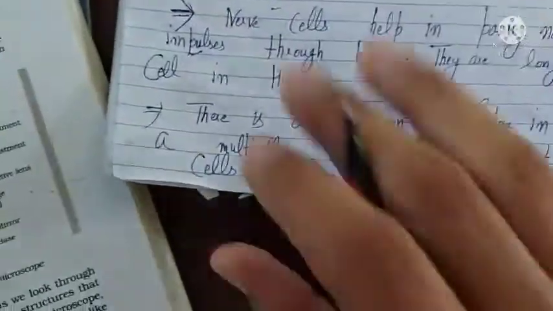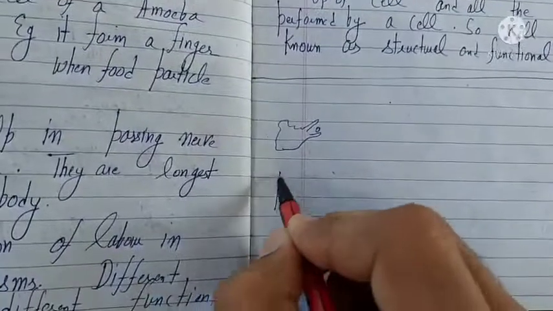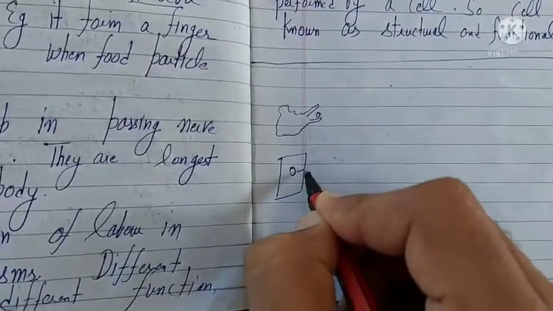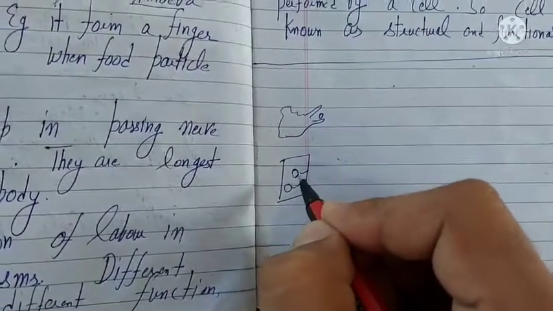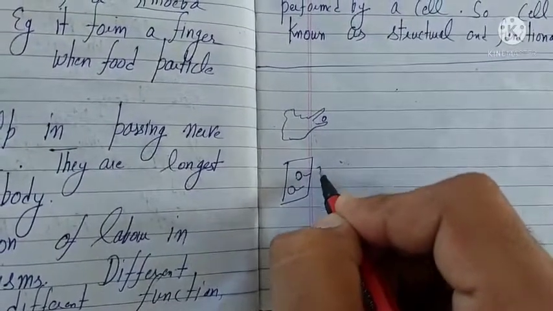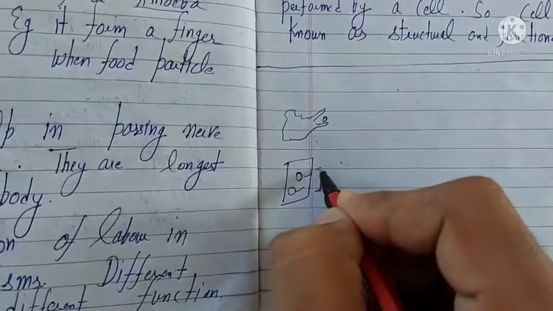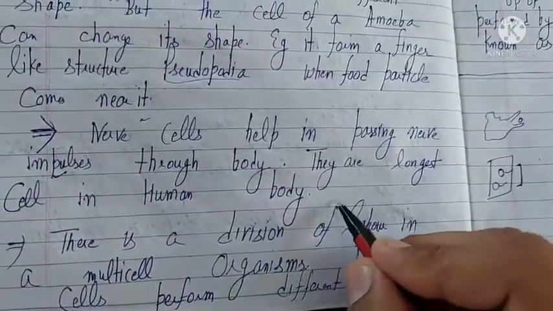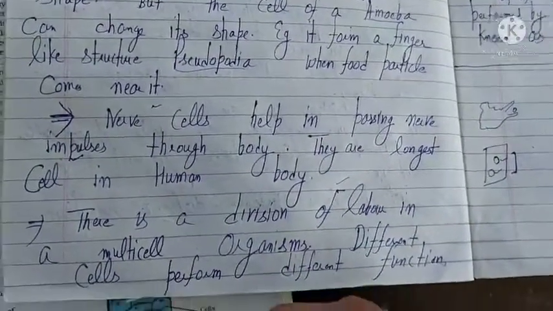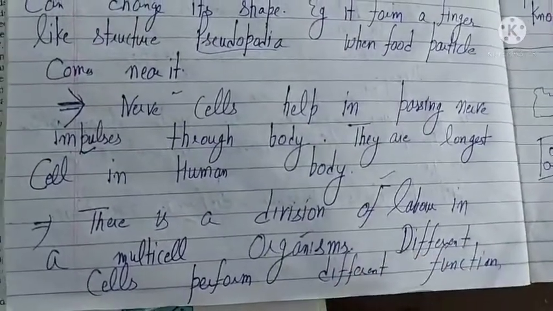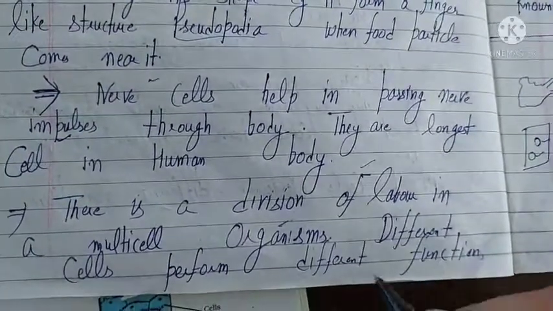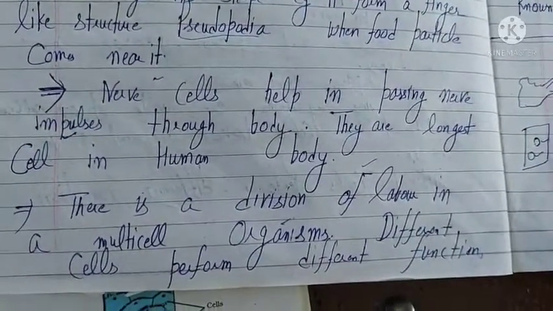Next concept is there, na? Suppose this is a human body. Heart cells are performing a different function. Kidney cells are performing a different function. So there is division of labor in multicellular organisms. This means different cells perform different functions.